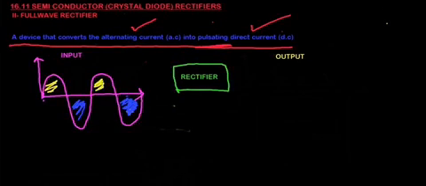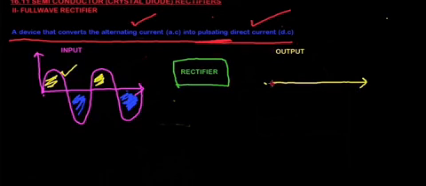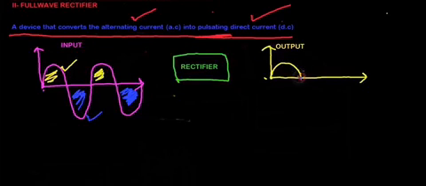So let's say we are giving a positive half cycle first to the rectifier. Will we get an output? Yes, we will get an output, and that output is going to be something like this. Great, same as our input half cycle. Then again we are going to give a negative half cycle through the rectifier. Will we get an output? Yes, and it will be something like this. So the negative half cycle will also be converted into a positive half cycle.